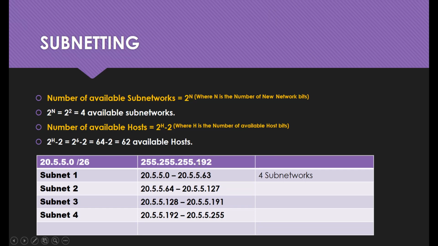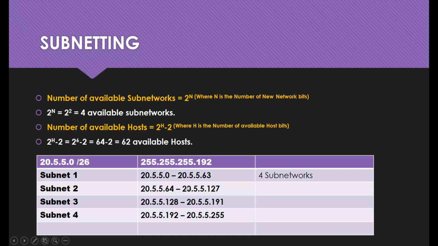We are given that the subnet mask ends with 192. So we'll take the limit again. 256 minus 192 will give us 64, so it means that it has a step of 64. We'll start from 0 to 63, just before 64. Then we'll have 64 to 127, just before 128, because this is an increment of 64.